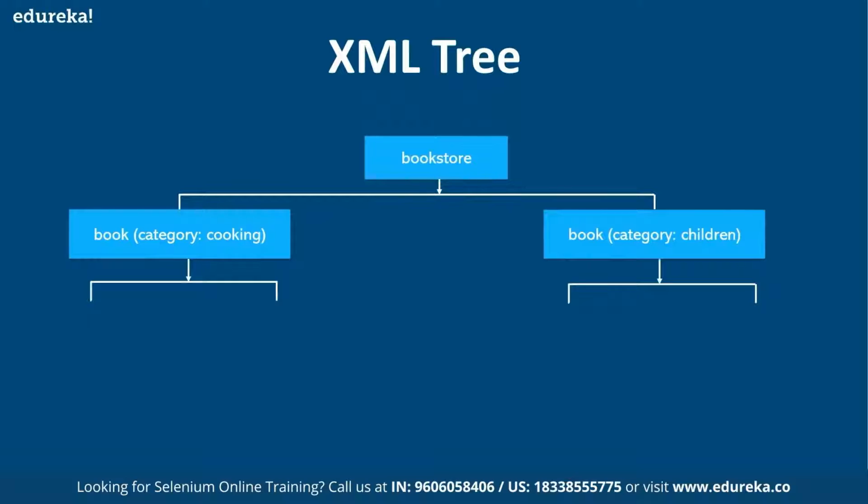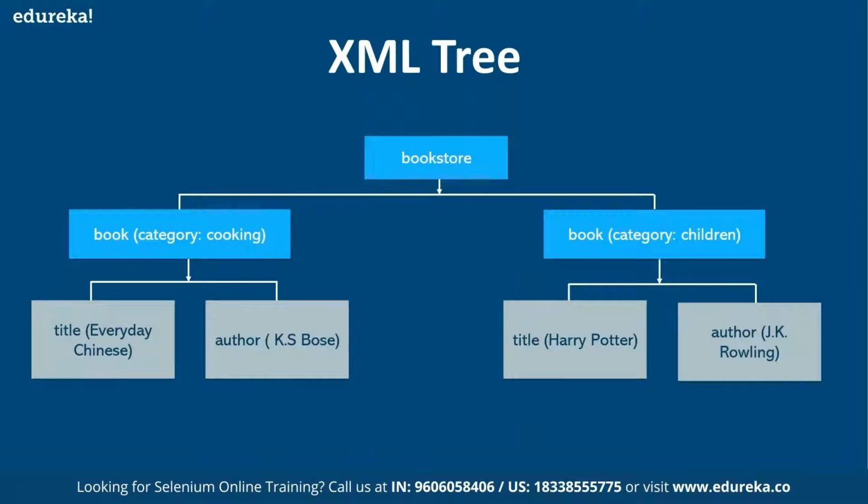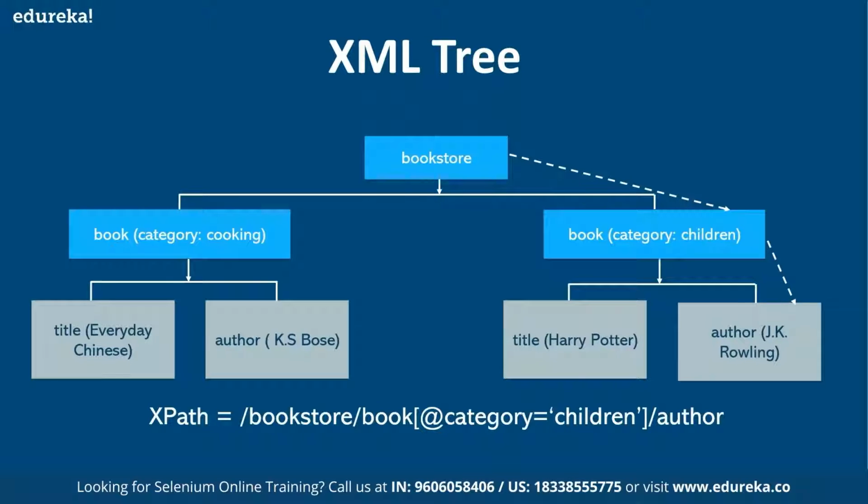Let's say you're going with a bookstore, you can have different categories like business, cooking, children, and so on. Under that, you can go into much more depth, like a cooking book, Everyday Chinese, by author K.S. Bose, or in the children category, a title like Harry Potter, by author Mr. J.K. Rowling, and so on. That way you can identify any element very easily with an XPath expression.